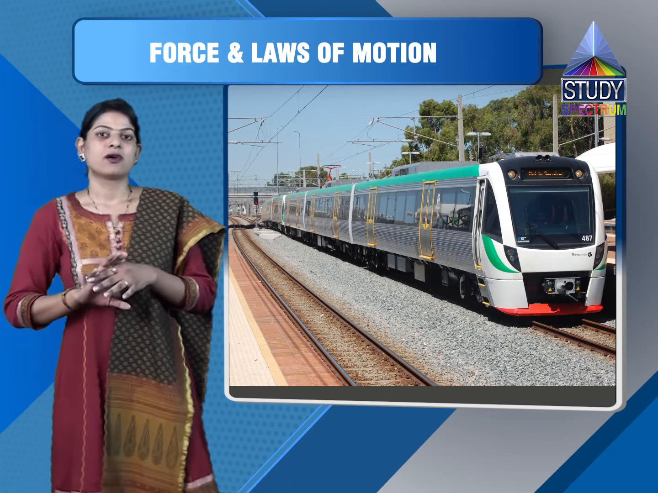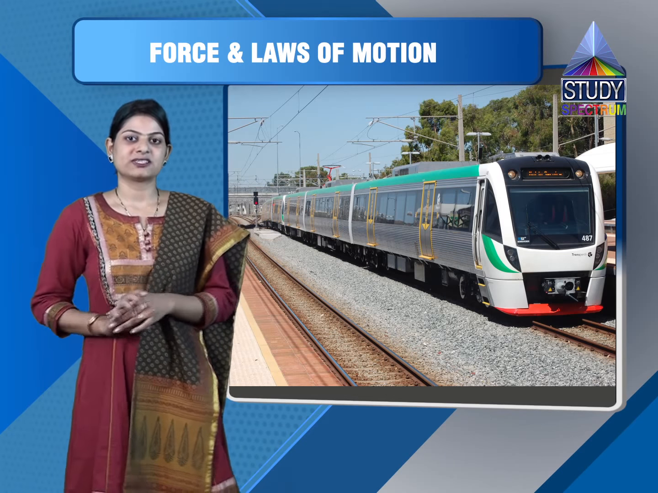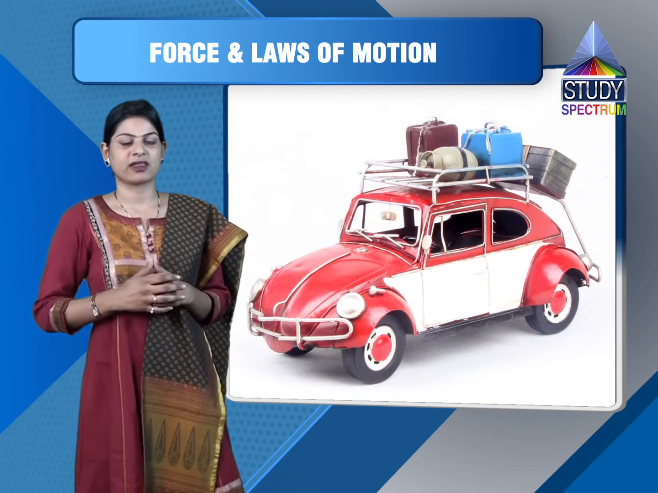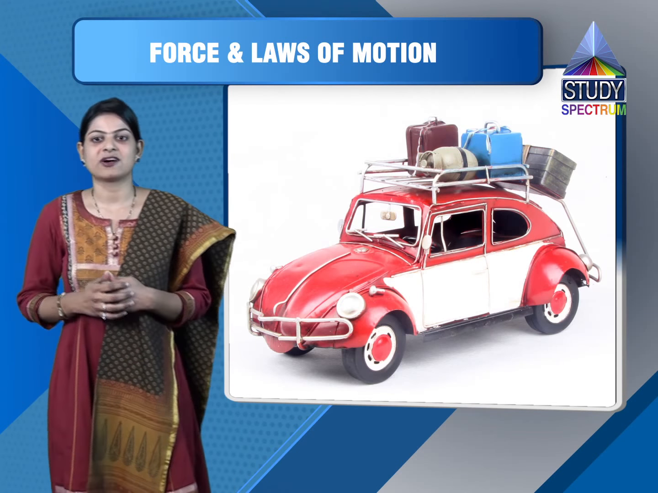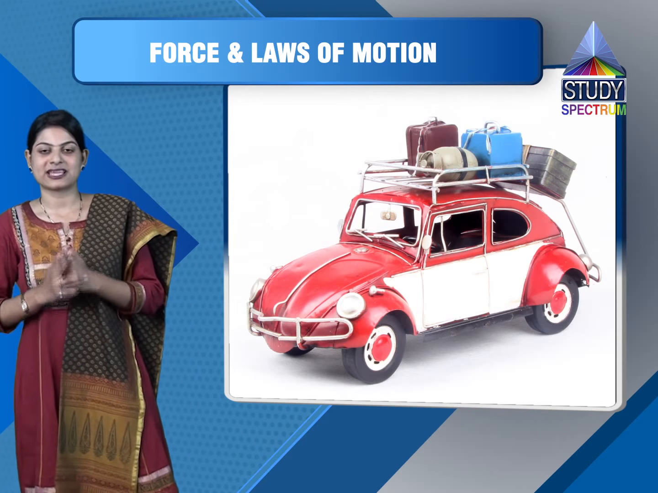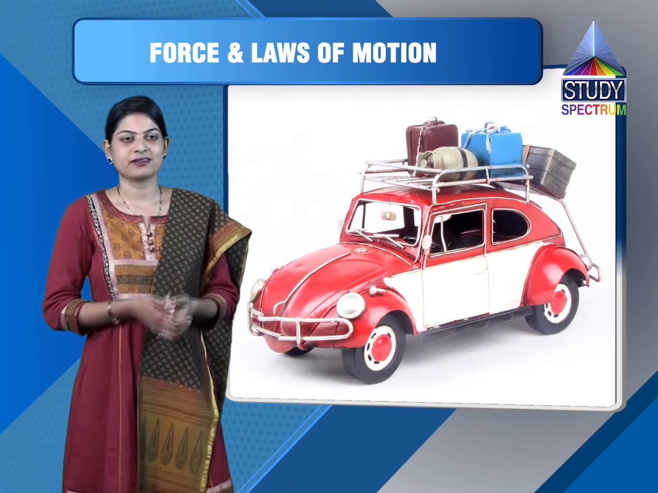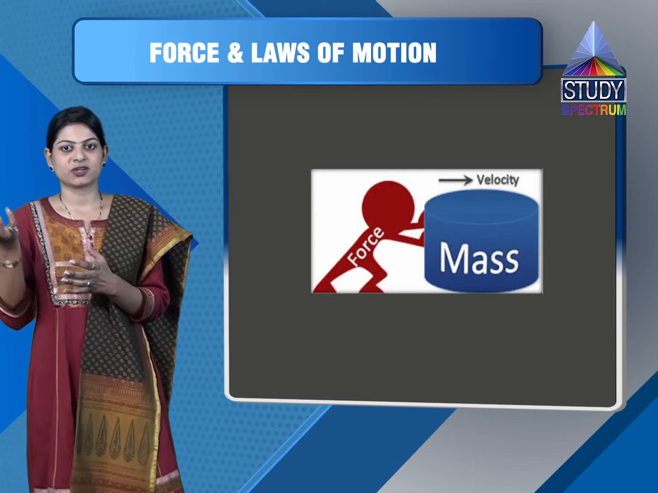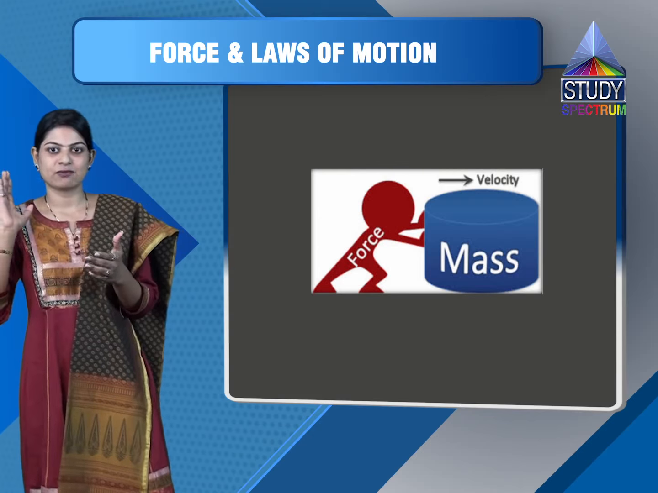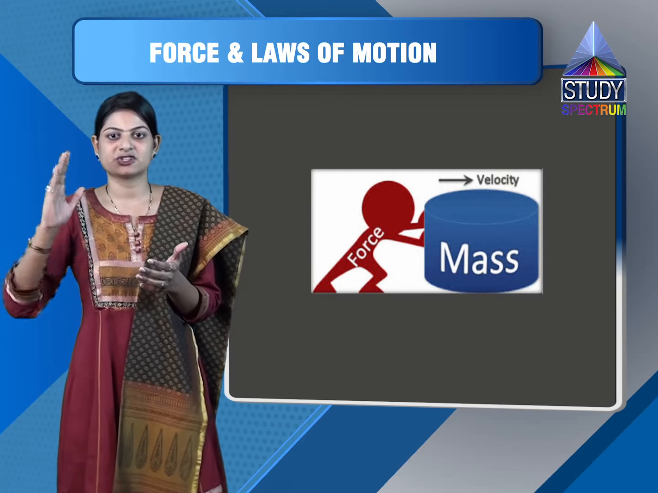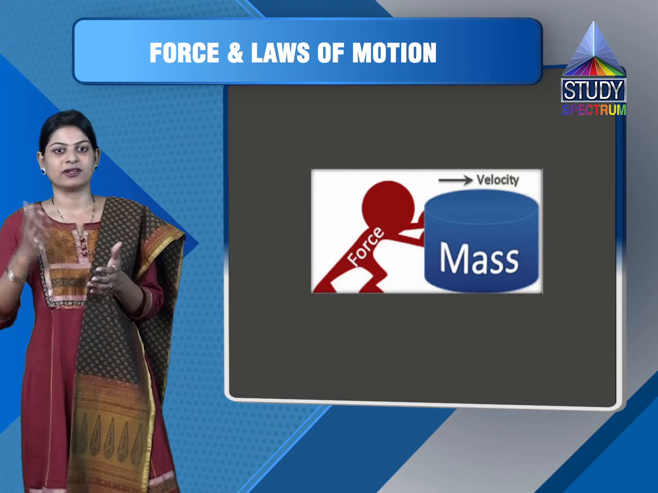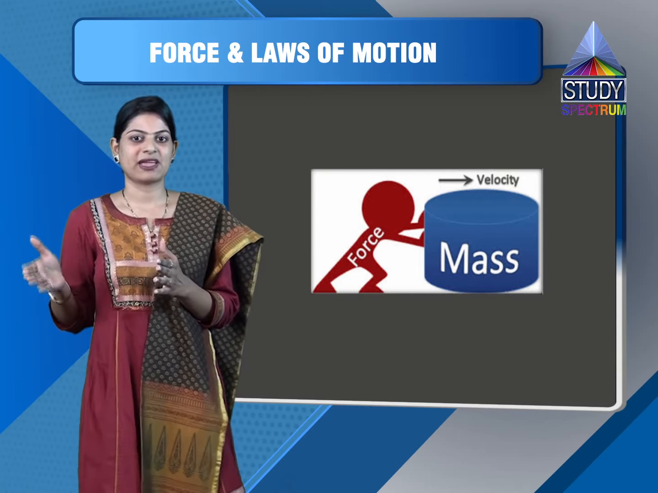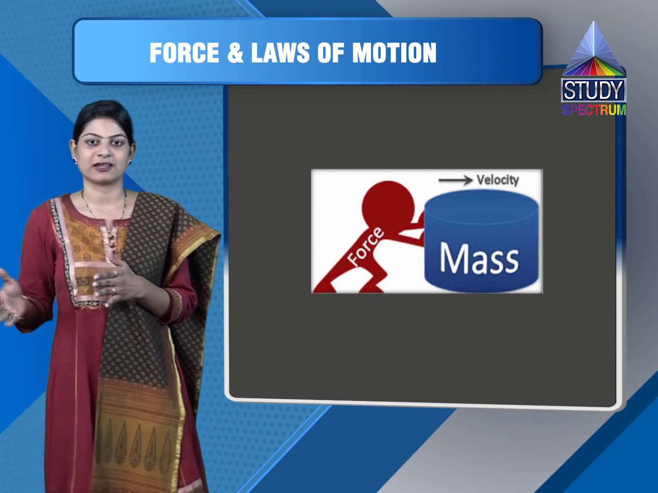Now tell me friends, why do you think we are suggested to tie up our luggages if we are keeping it on the roof of the train? It is because of the law of inertia, which states that the luggage may fall down because it is in motion with the train. If the train stops, the luggage may fall down. So in this way, these laws of motion can be helpful to us in many ways in life.